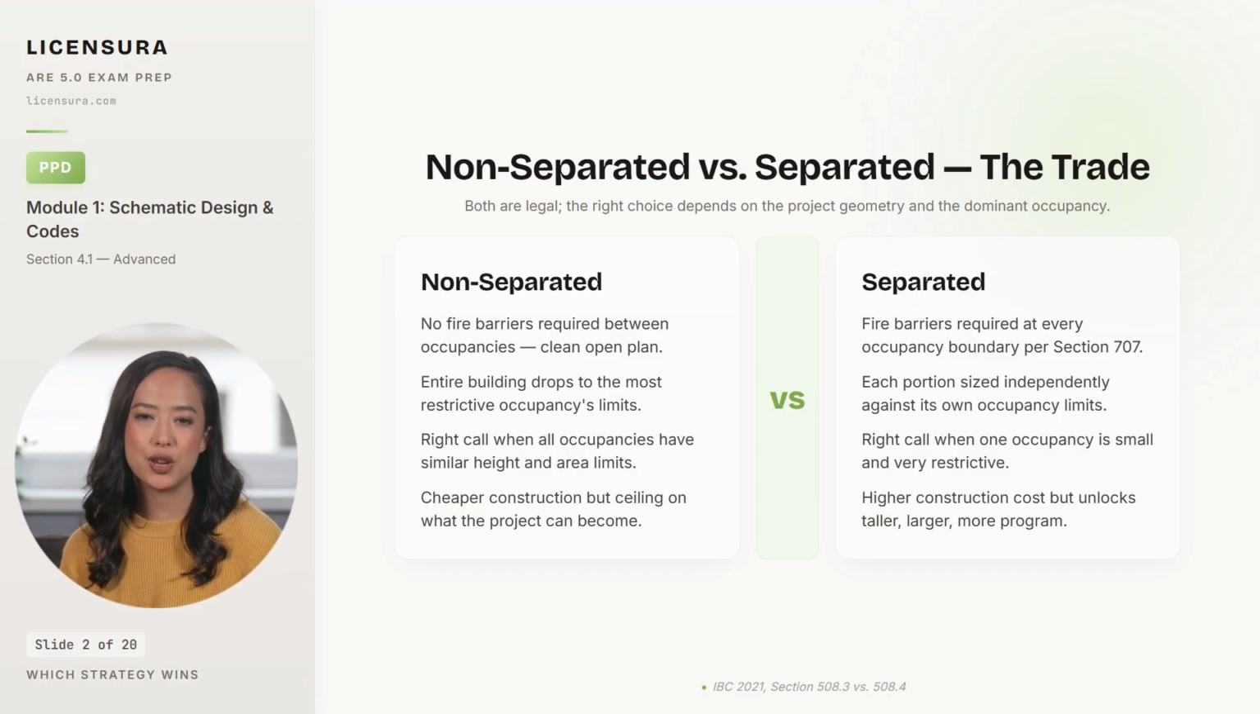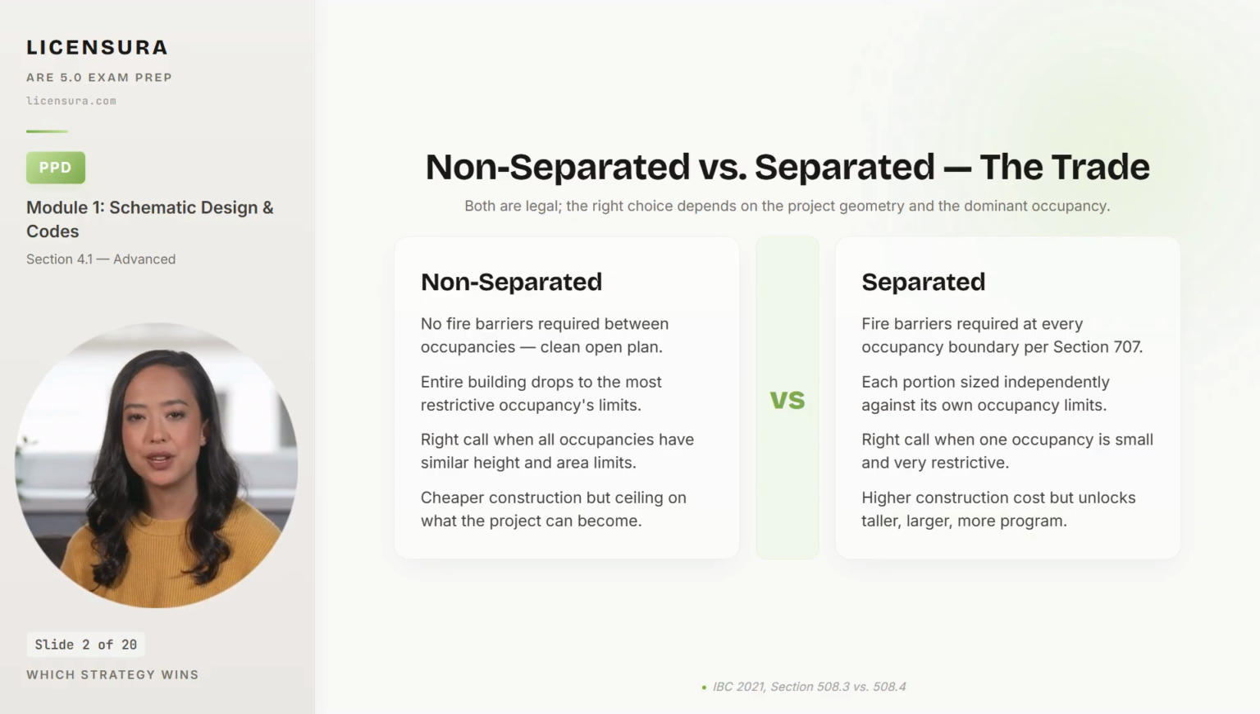It is the wrong call when one occupancy is small and very restrictive, because a 5,000 square foot Group H in a 100,000 square foot office building would force the entire building to comply with H limits, and that's a non-starter. Separated is the inverse trade. You spend money on fire-rated barriers and matching opening protectives, but you buy independent sizing for each portion. The small Group H gets H limits, the rest of the building gets B limits, and the project actually pencils.